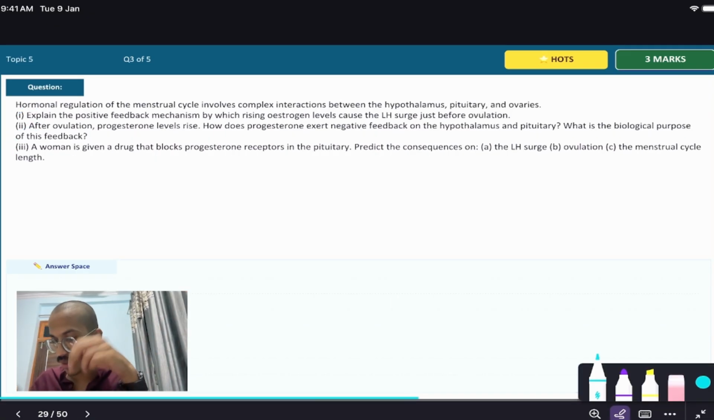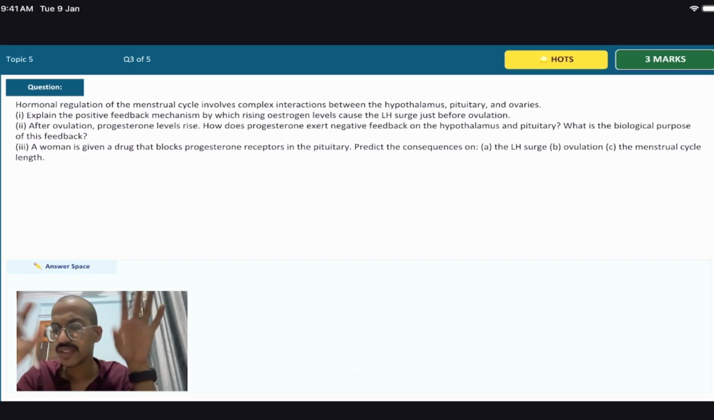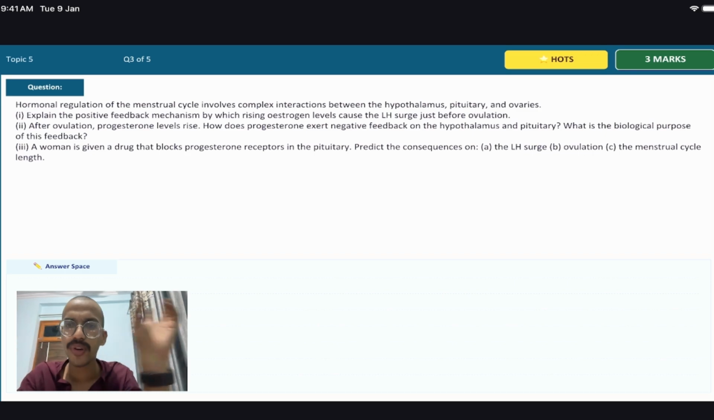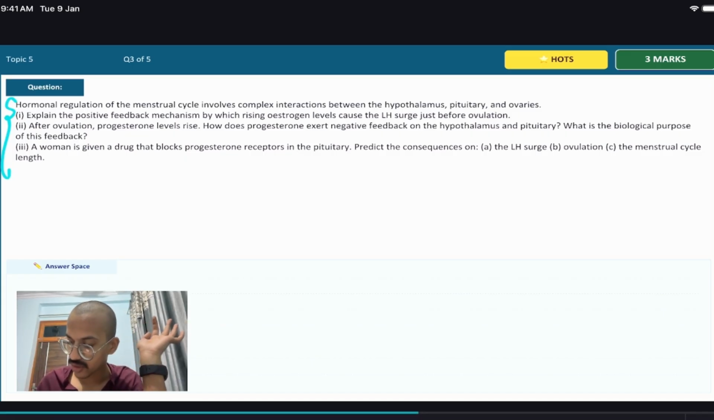Coming up to the next one. Hormonal regulation of the menstrual cycle involves complex interactions between the hypothalamus, pituitary and the ovary. Explain the positive feedback mechanism by which the rising... okay, this is a straightforward hormonal question. If you do it the same way we have done it for spermatogenesis or the male reproductive system, the same works over here. So do that and that is how you can give the answer to these questions.